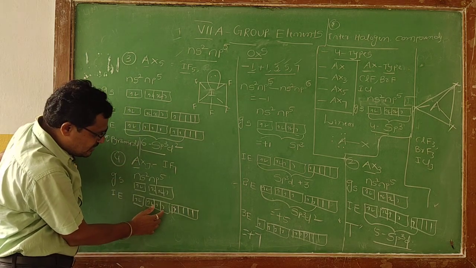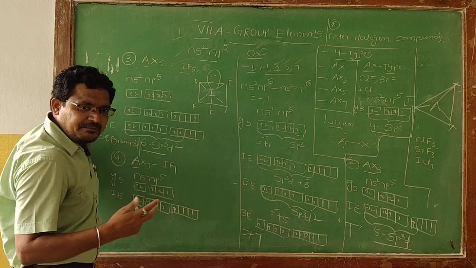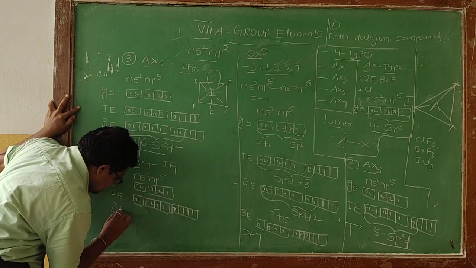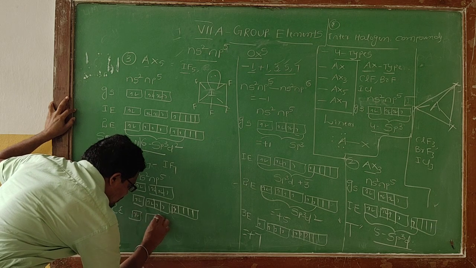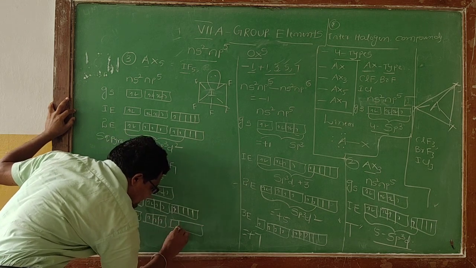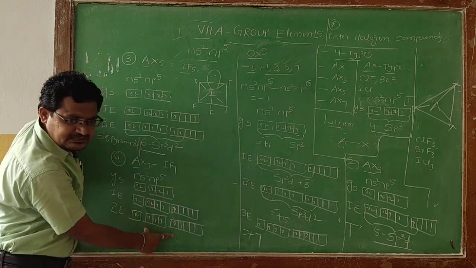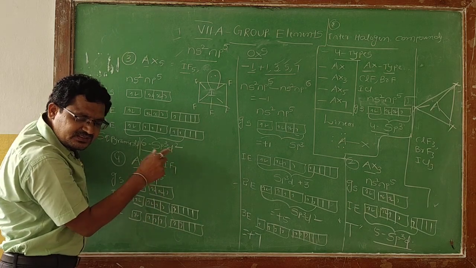So total how many unpaired electrons are there? 1, 2, 3. But here how many? 7. The remaining unpaired electrons are in the second excitation state. Now in the second excitation state, s contains 1, 2 and p contains 1, 2, 3 and d contains 5 orbitals, 2 electrons. So now how many unpaired electrons are there? 5. But here we need 7.